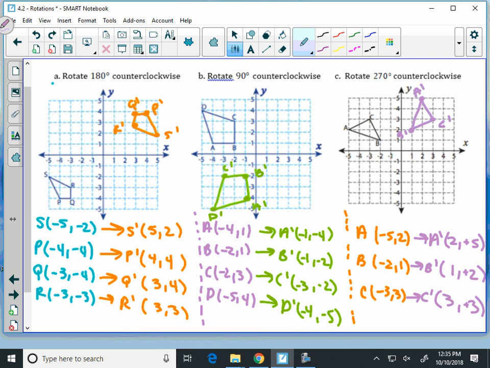That's the hard part, remembering the rules. Making sure you have them straight. So might just take some time to sit down and try to memorize them. Just tell yourself 90 degrees, flip and change the first. 180, no flip, change both. 270, flip, change the second.